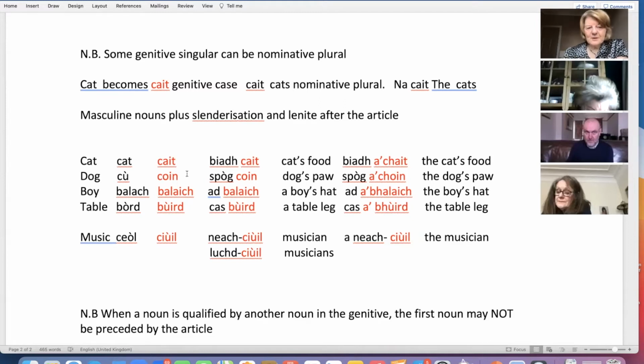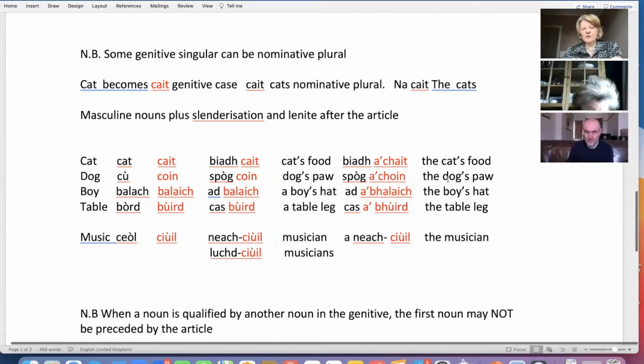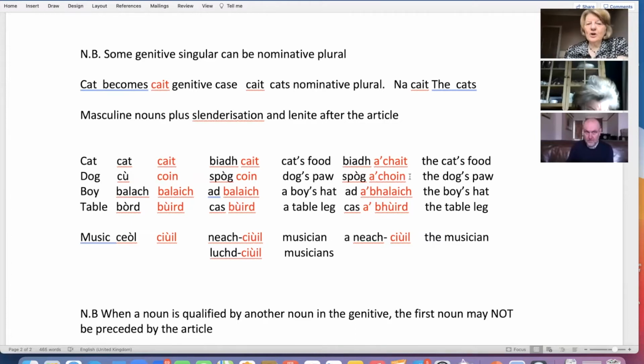Someone going to try this one? Paw, dog. Make it a spog, coin. And then, dog's paw, spog a' choin. The dog's paw. So spog a' choin.